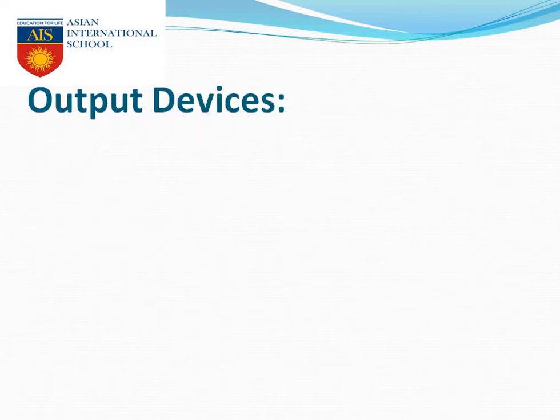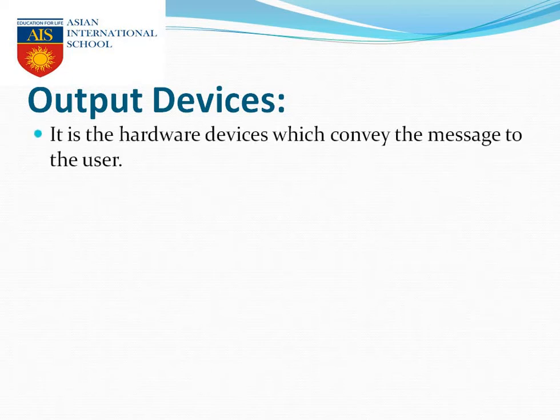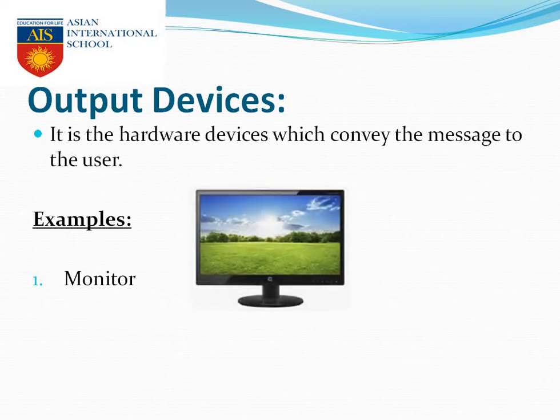Now thinking about output device, what comes to our mind first? Let's discuss what an output device is. It is a hardware device which conveys the message to the user. Now our monitor is an output device. Can we think of our monitor once, what is the purpose of the monitor? The purpose of the monitor is to display the message to the user. So monitor is an output device.